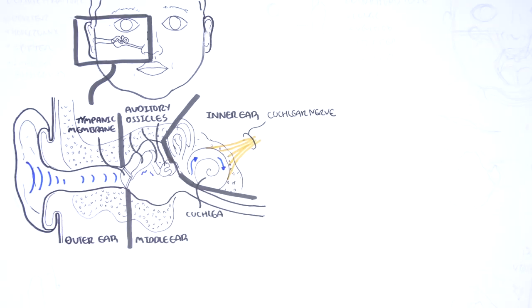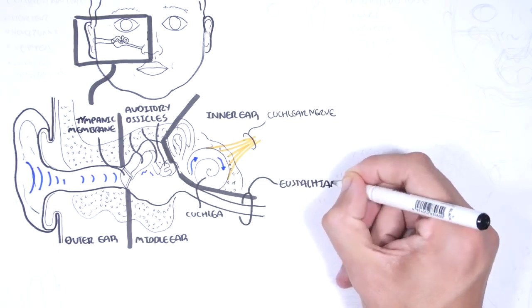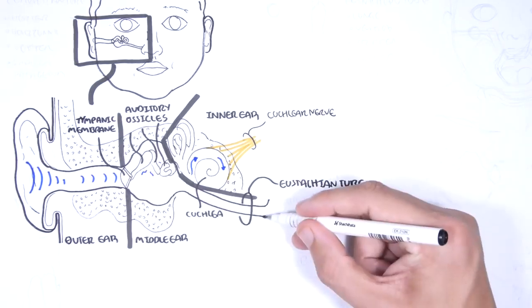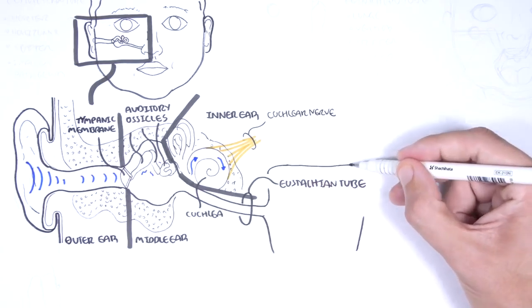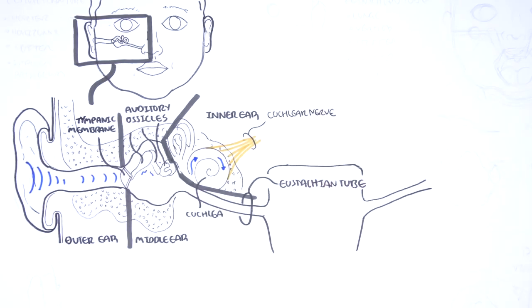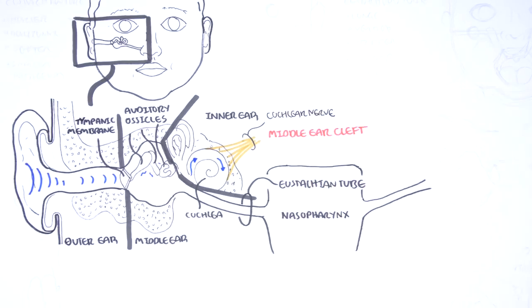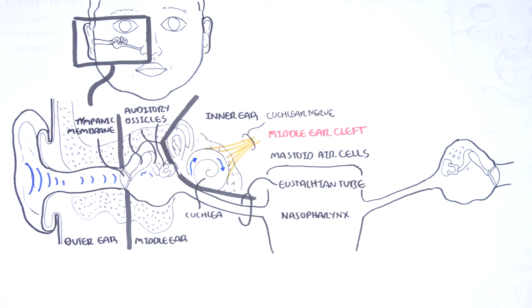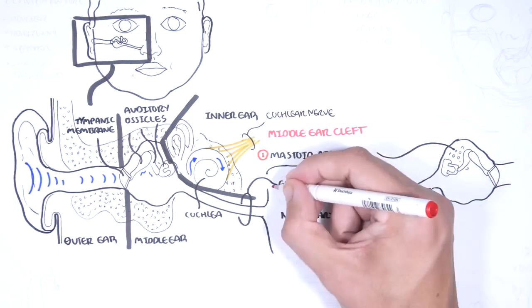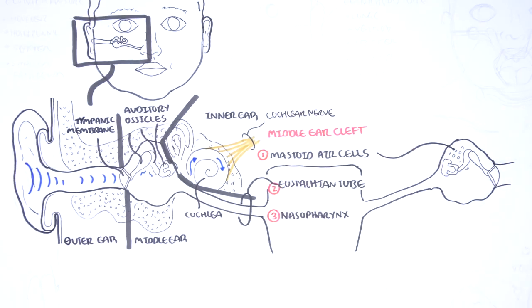The eustachian tube is the connection between the middle ear and the nasopharynx, or the nasal cavity. The middle ear cleft is made up of the mastoid air cells posterior to the middle ear cavity, the eustachian tube, and the nasopharynx. The middle ear cleft can be thought of as a miniature lung. These areas involved allow for ventilation and pressure equalization. And any issues that occur within these areas can result in middle ear pathologies.